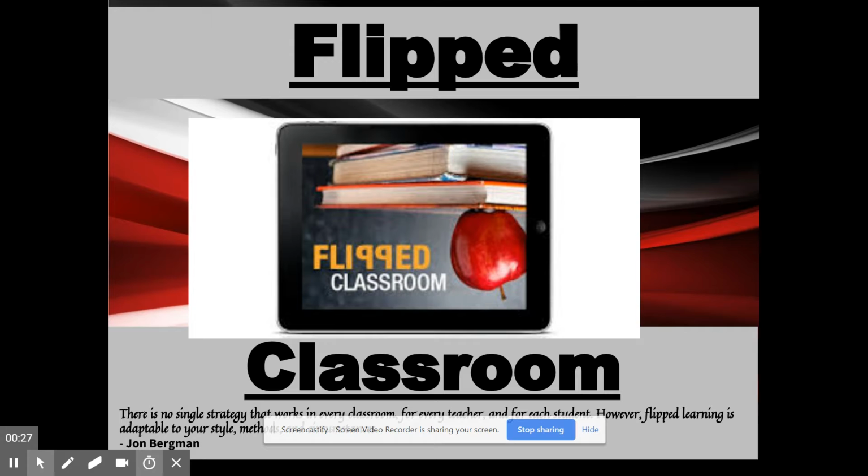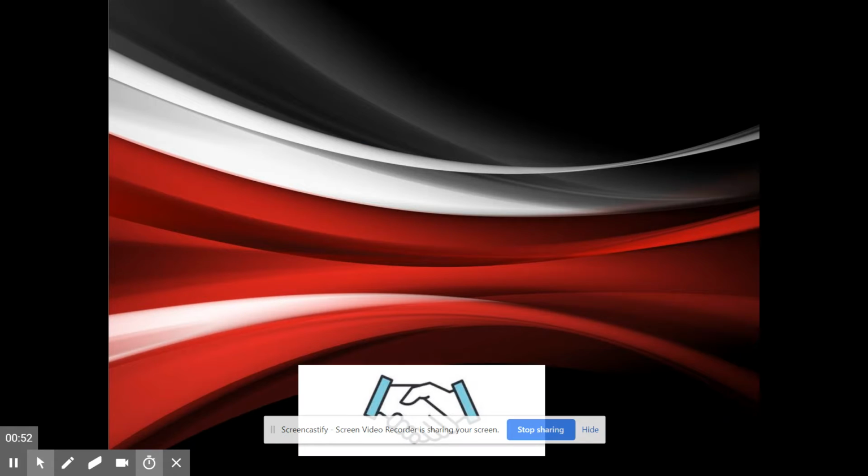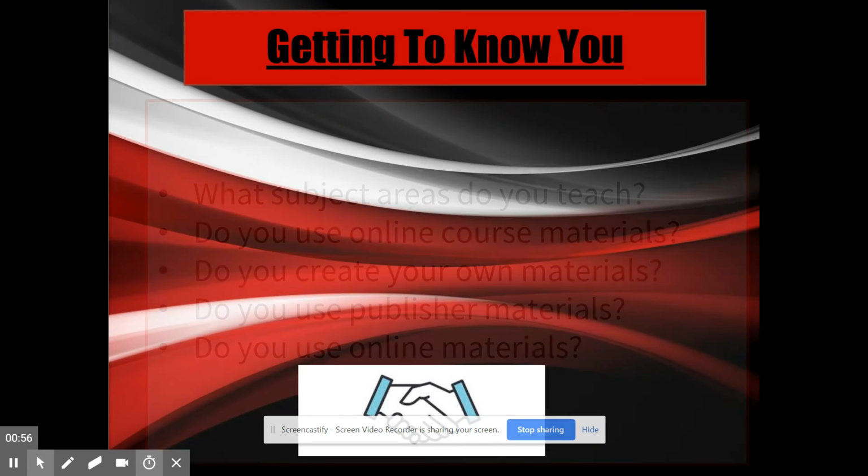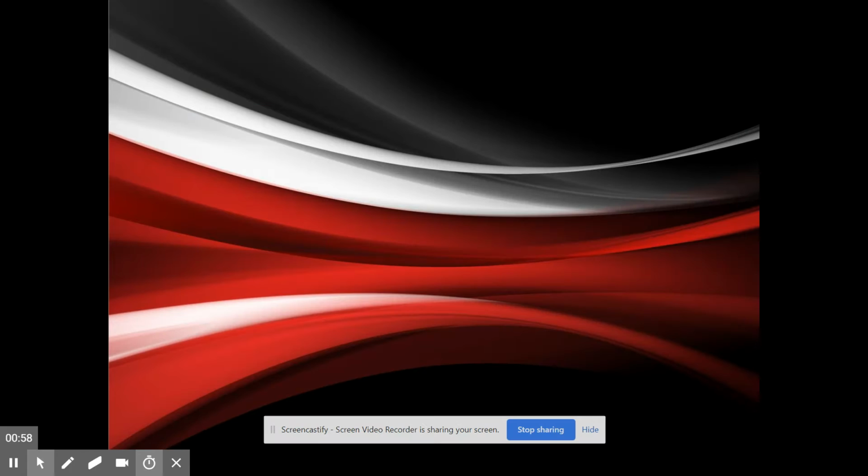I will let you take a look at the quotation on this first page, which is given by John Bergmann, which says, "There is no single strategy that works in every classroom for every teacher and for every student, which is you. However, flipped learning is adaptable to your style, methods, and your learning styles." So that is basically what we'll begin with. On the next slide, I will skip the second slide because that is for teachers.